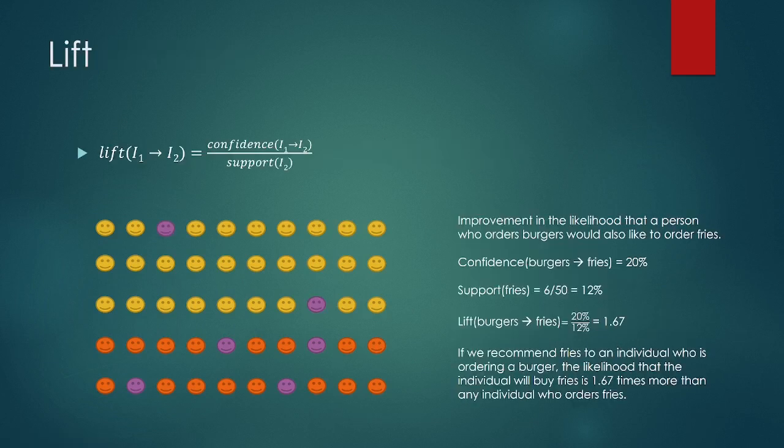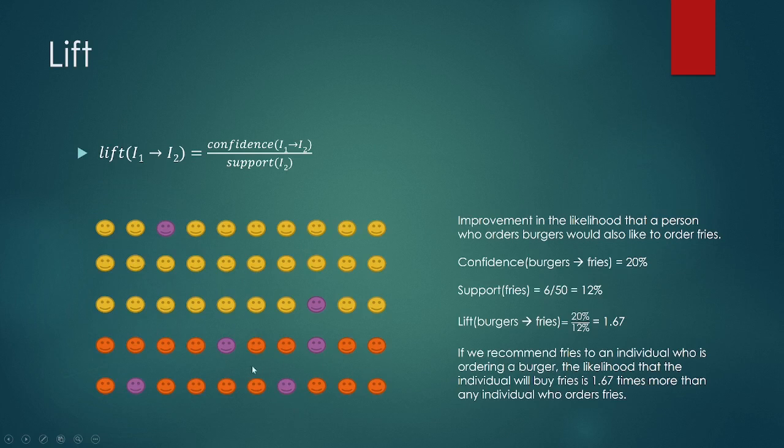The third one is the lift. The lift is the improvement in the likelihood that a person who orders burgers would also like to order fries. In this example, let's say there are 20 people who bought burgers and there are 6 people who bought fries. Some of them who bought fries have not bought burgers. So if we calculate the confidence of the people who bought burgers and also bought fries, that was 20%, as we saw from the last slide.